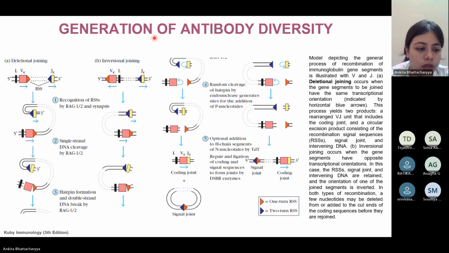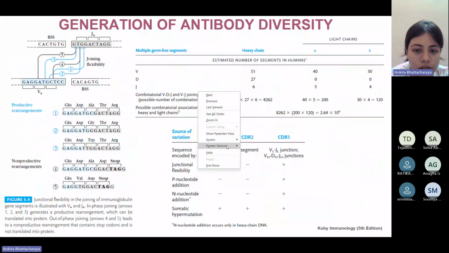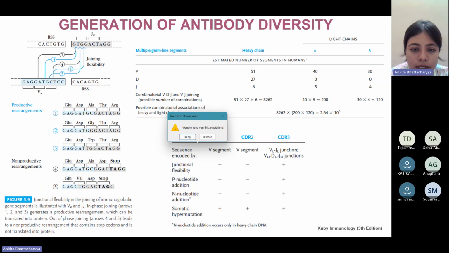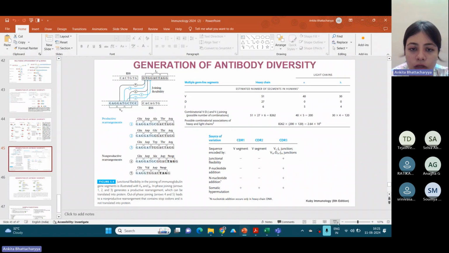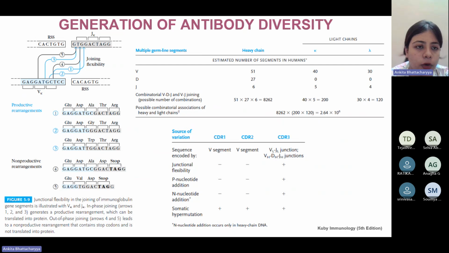Yes, ma'am. Okay, maybe Soumya, you were facing some difficulty. I'll just present it once again. Just a minute. I hope it is visible now. Maybe. Soumya, please check from your end. I think it could be some internet issue.